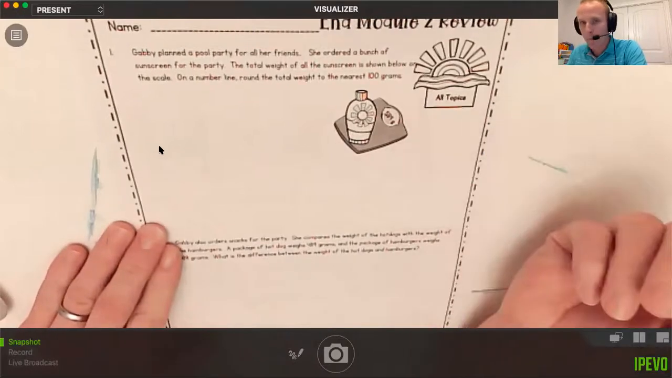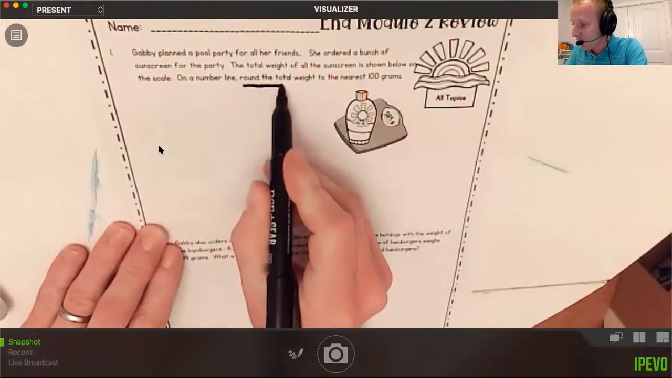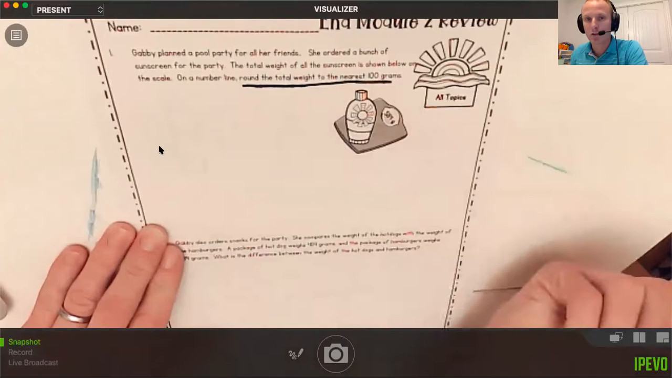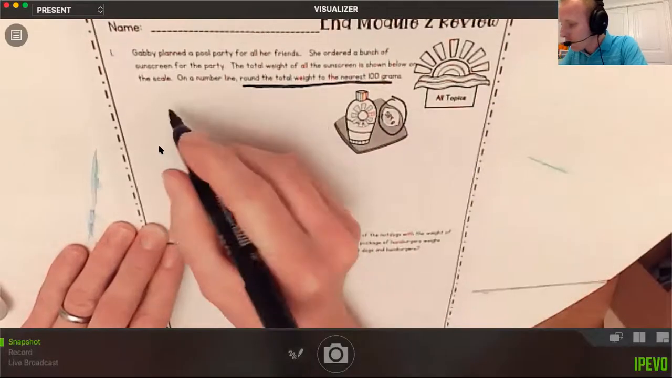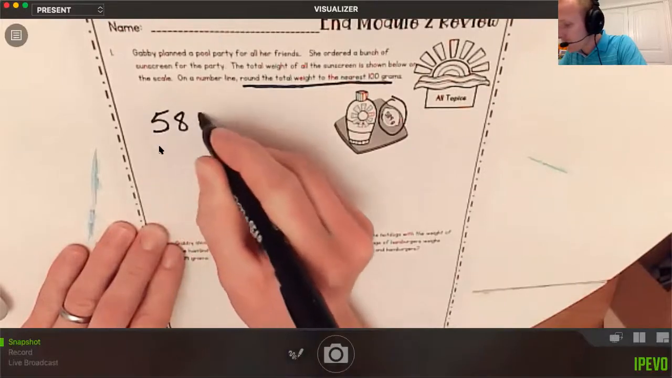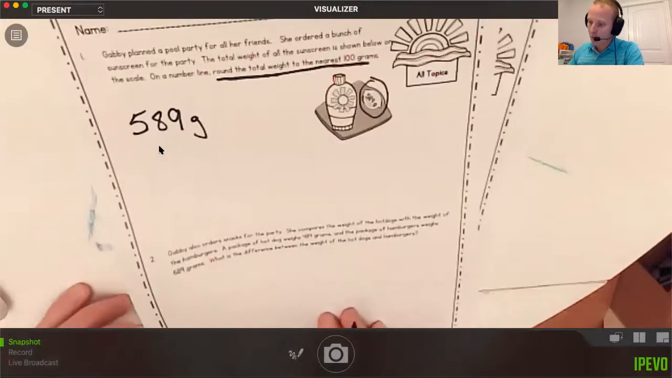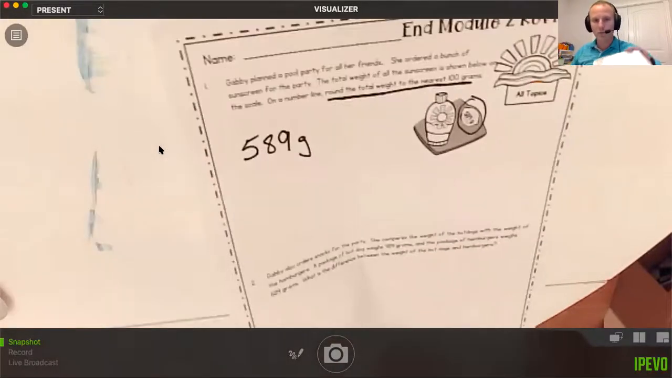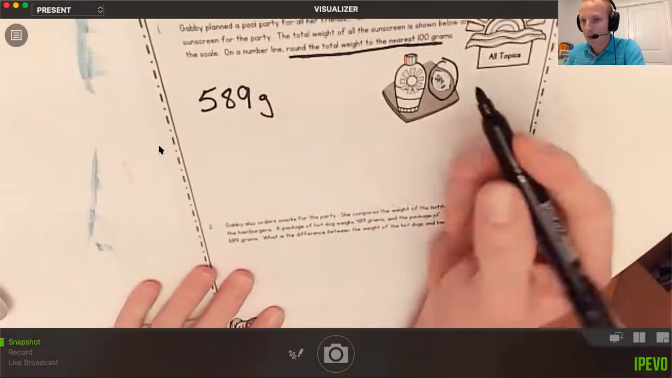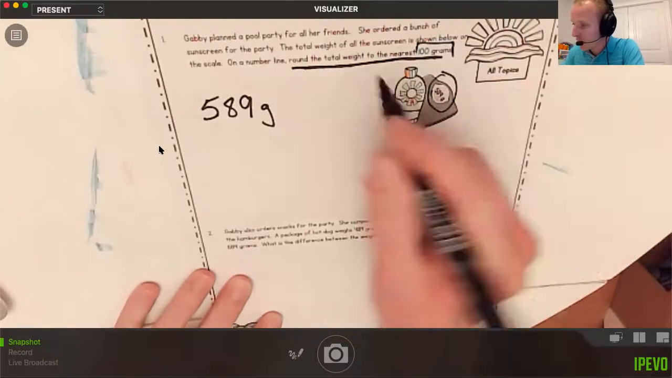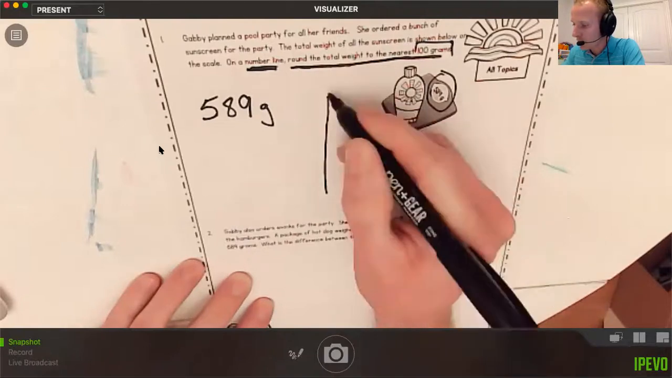So I always start by asking, what do I need to do? What I need to do is round the total weight to the nearest 100 grams. And the weight is right there, so I need to take that number. It says 589 grams. Okay, make sure that's not bleeding through onto the page below a little bit. So we'll move those out of the way for a minute. Okay, so 589 grams. I need to round that to the nearest 100, and I need to do it on a number line. So we use a vertical number line in this case.